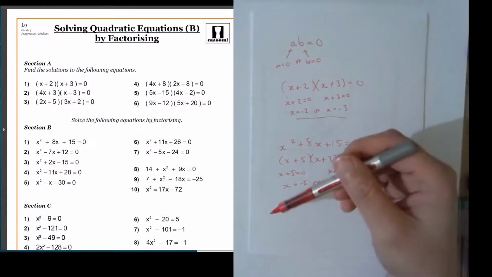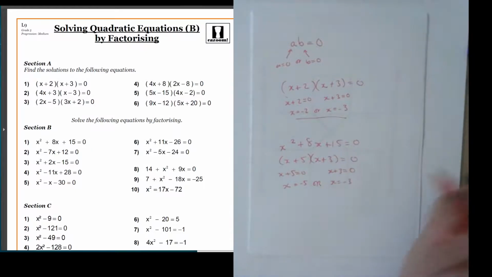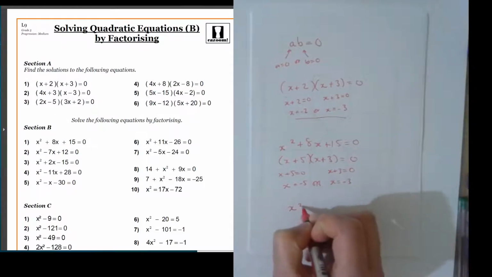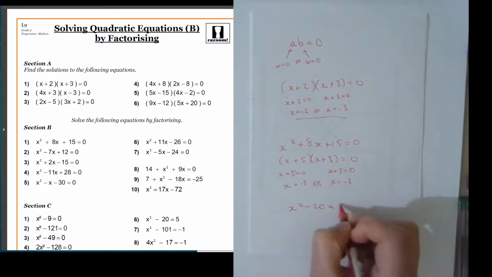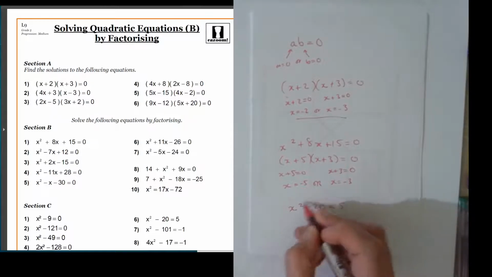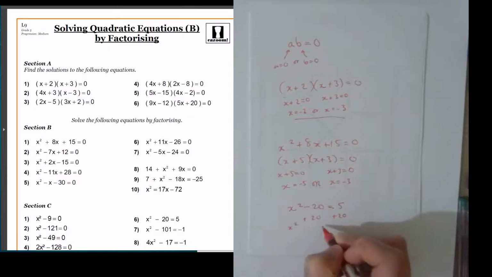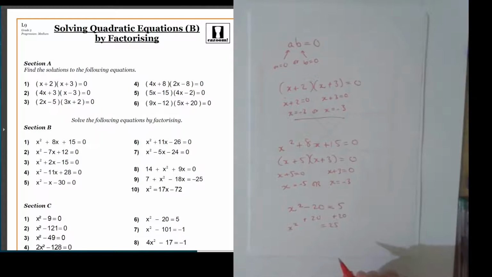But at the bottom, it's just introducing you to squares as well. So if I had, say, x squared take away 20 equals 5, what would I do? I would say take away 20, so you need to add 20 to both sides. You've then got x squared equals 25. Okay, then you need to take the square root.